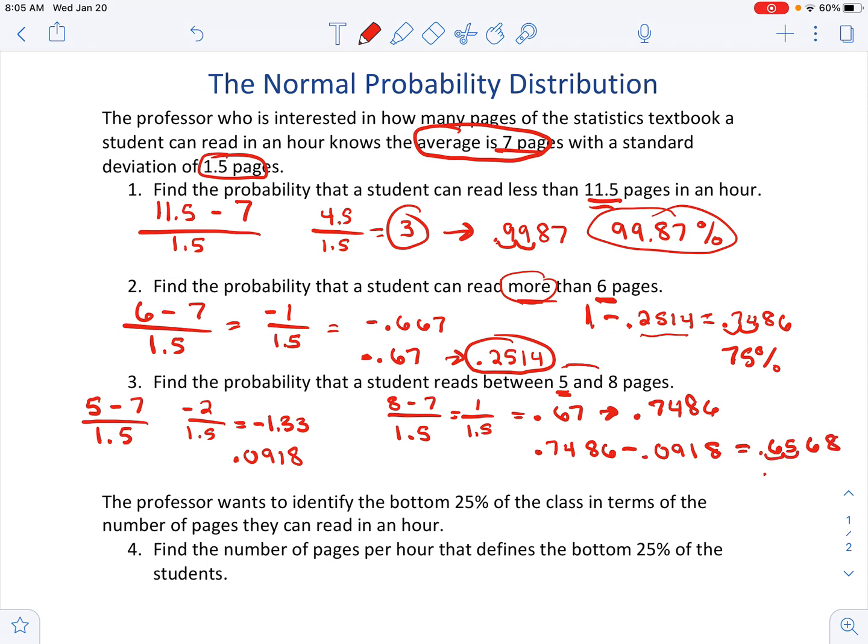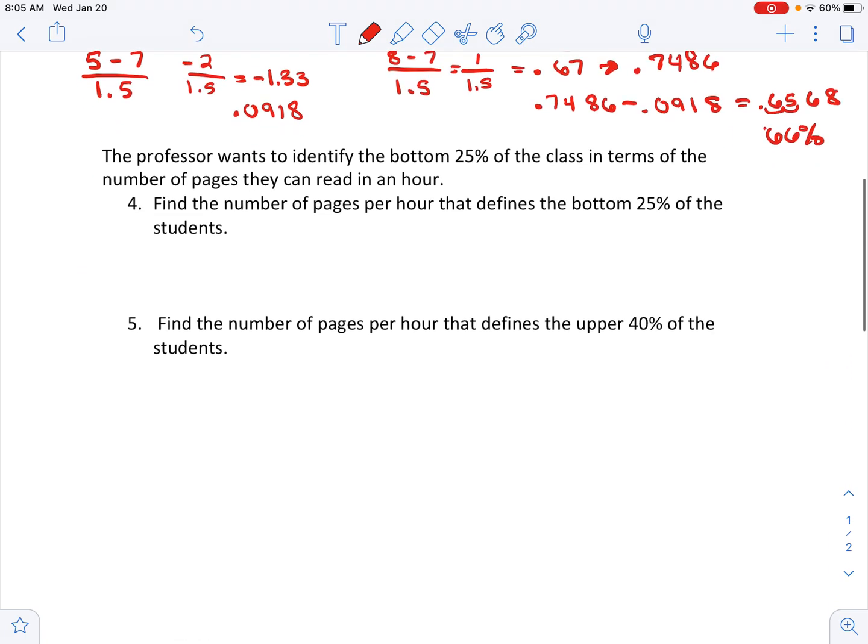And so again, we would just round that. So it would be 65.6, so it rounds up to 66%. So there's a 66% chance that the values are in between these two. So again, if they just say what's less than it, we take the value. If they say it's more than it, it's 1 minus whatever value we have. If it's in between, find both those values and subtract.